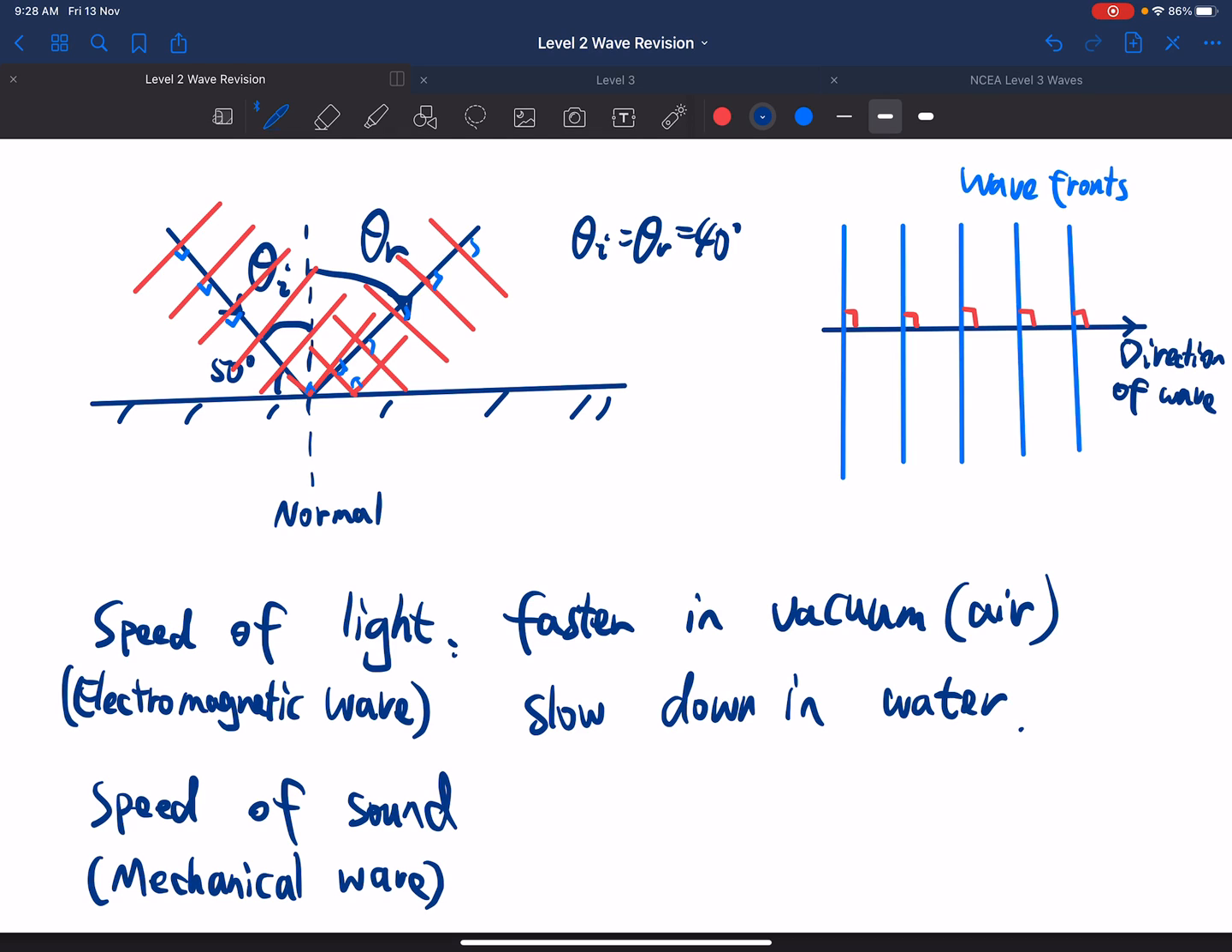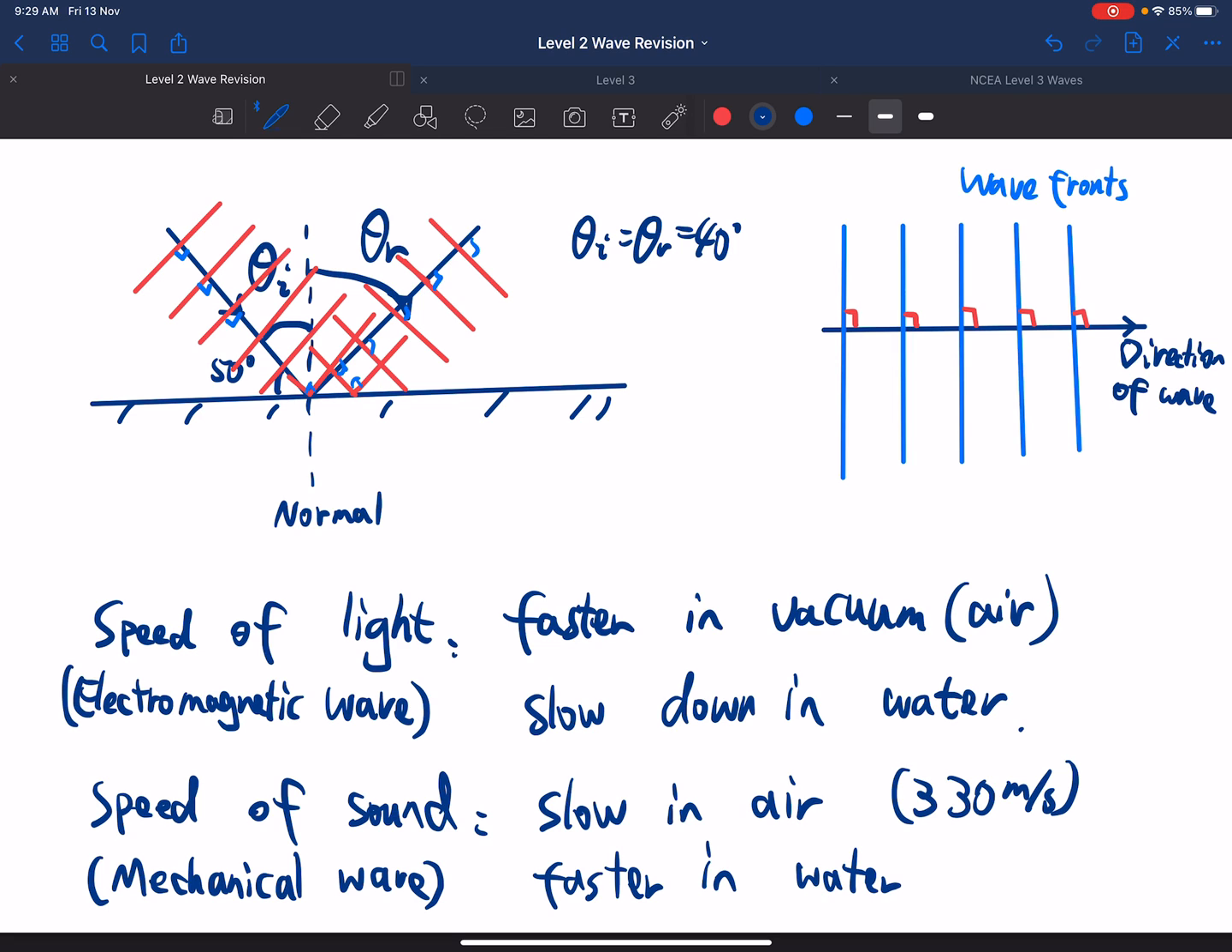A mechanical wave needs a medium to travel. The more medium, the more dense it is, the better for it to travel. Does it make sense? It can't even travel in a vacuum, so I have to say air. So it is slow in air, which is going to be 330 meters per second, and then faster in water, 1500 meters per second.